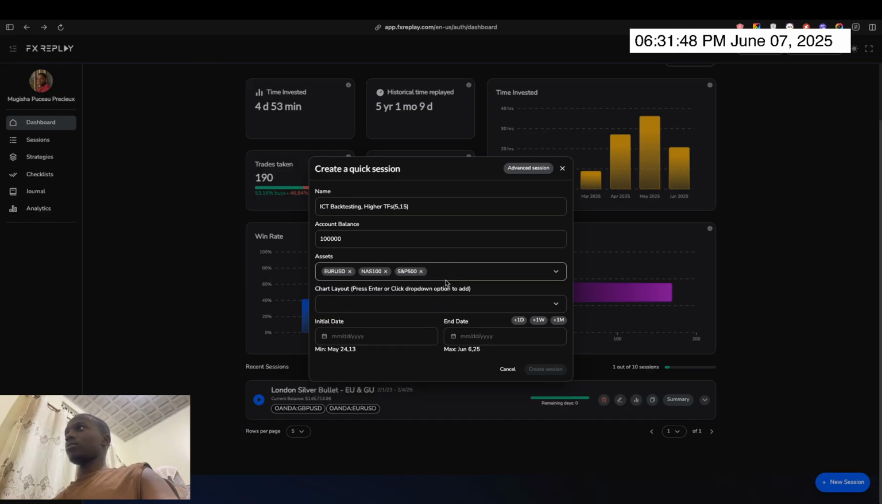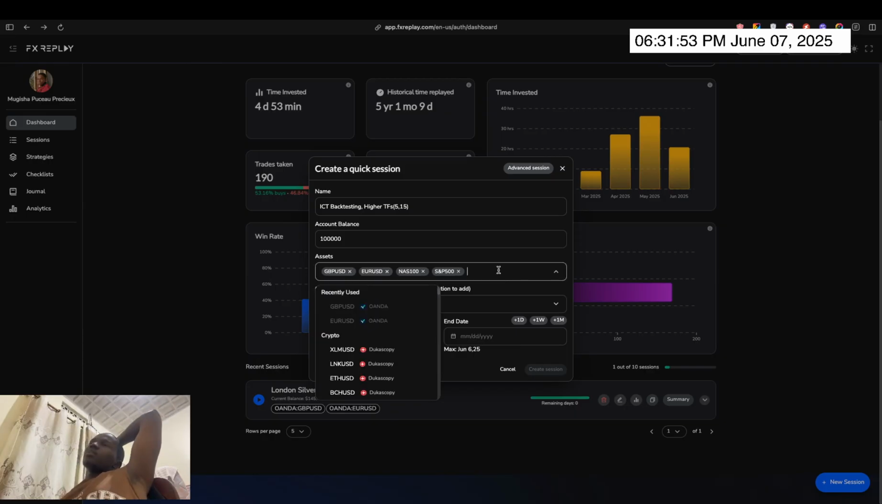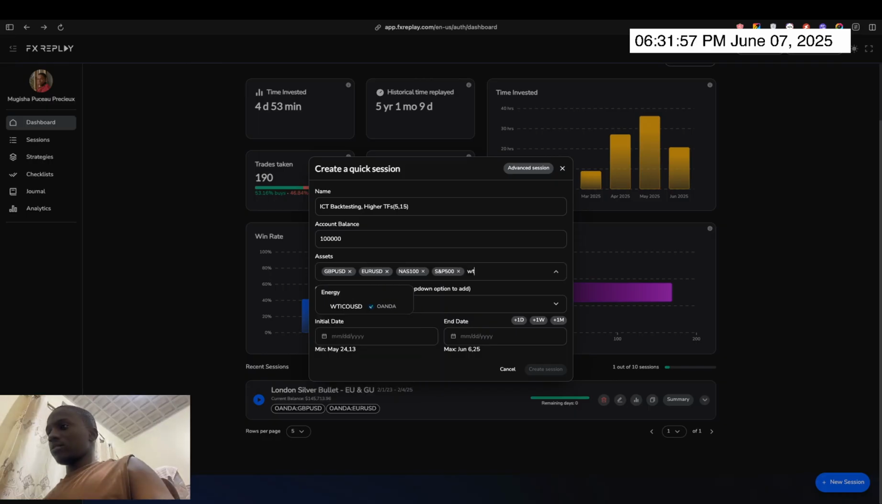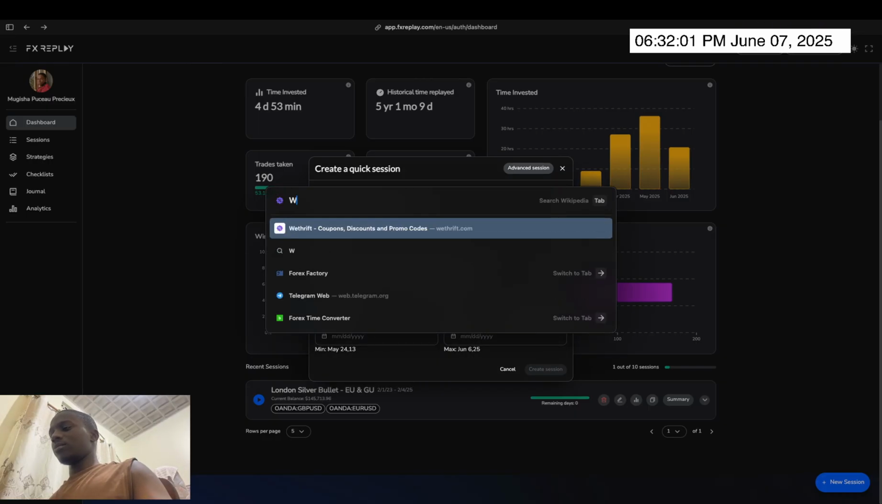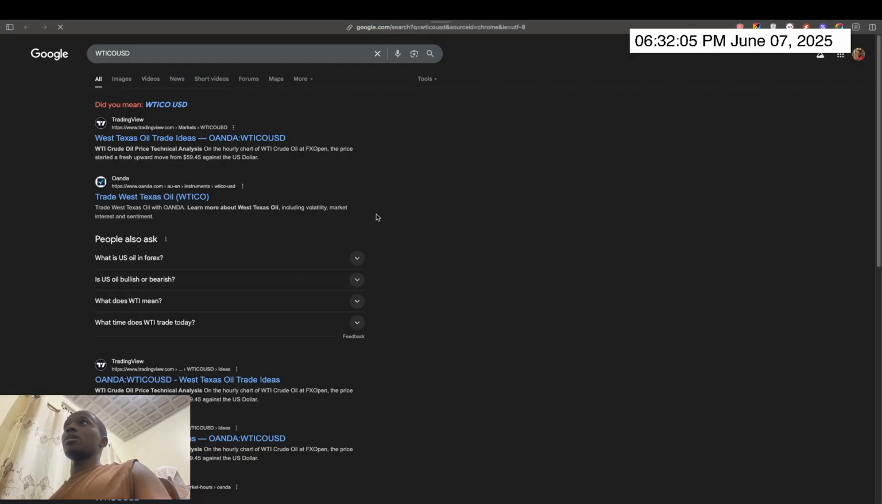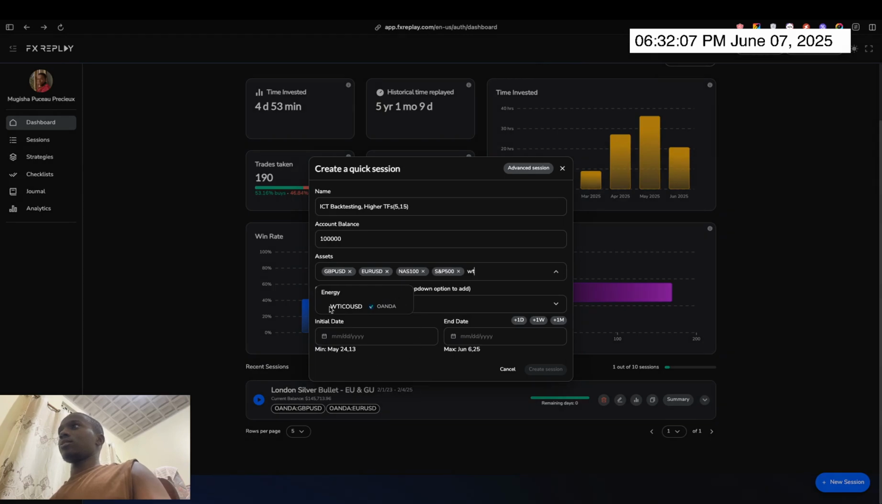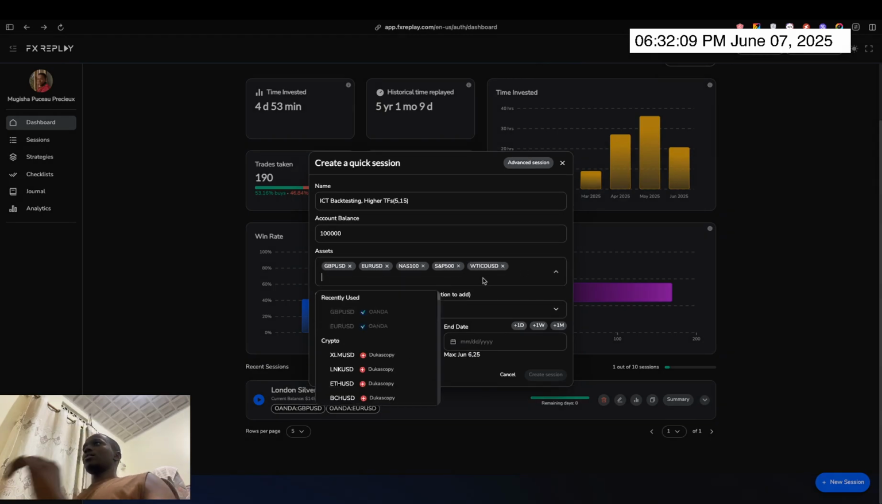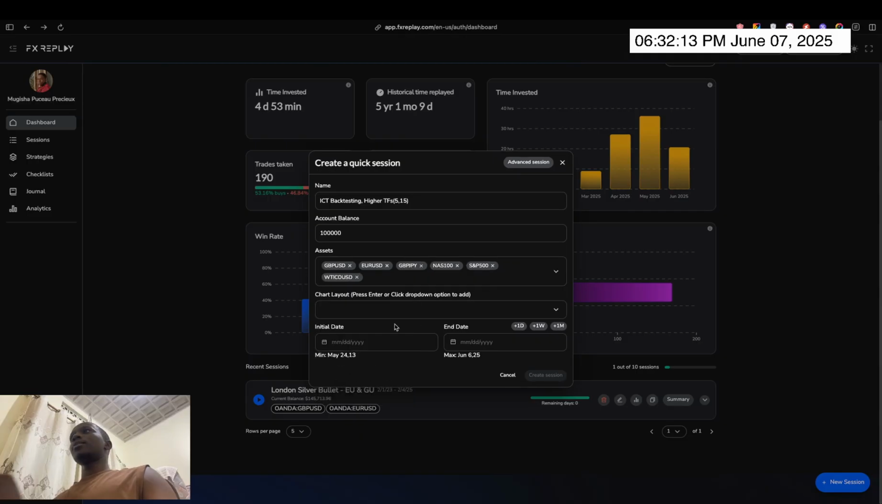EU, GU, and I think there's another asset I'd like to add, WTI. Wait, is it called... last pair is GBP JPY. Good.